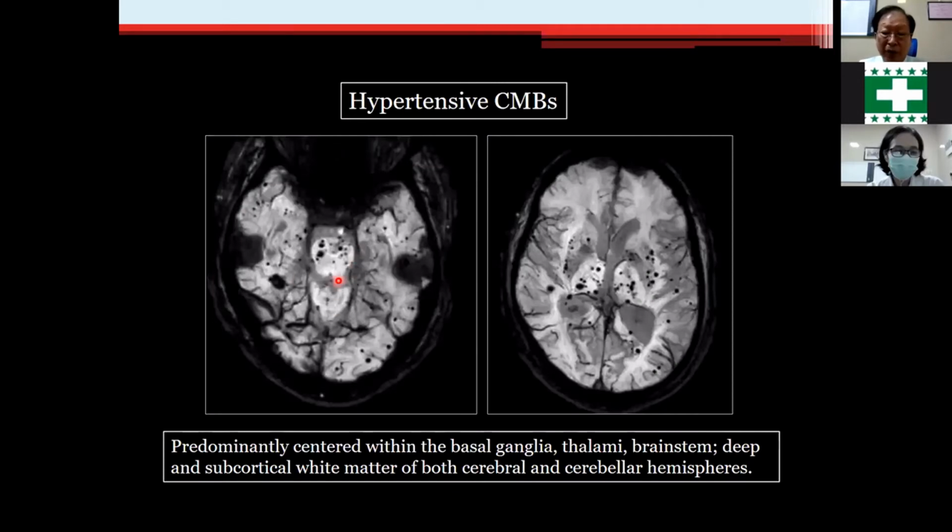Brainstem, posterior fossa, and subcortical white matter all have them. So this is more kind of diffuse bleeds, so this is probably due to hypertension there.